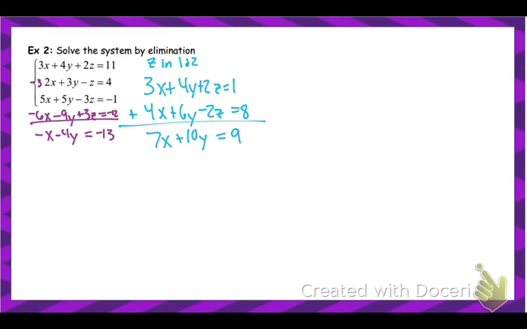So now, out of this system, I'm left with two equations and two variables, and I need to solve this system. Again, you can use either elimination or substitution at this point. I'm going to go ahead and do elimination because that's what we've been doing. So I'm going to multiply that top equation, I'm going to multiply everything by 7.